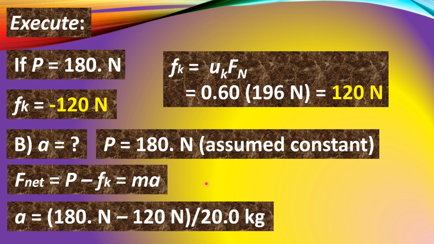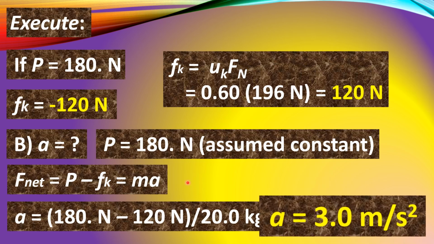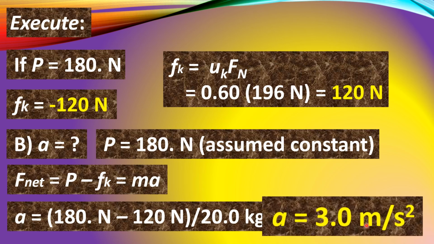So when we isolate the target variable, which is the acceleration a, we simply get the net force, 180 newtons minus 120 newtons, and divide it by the mass of the crate, which is given as 20.0 kilograms. Doing our math, finally, we will get the value of the acceleration equal to 3.0 meters per second squared in two significant figures.